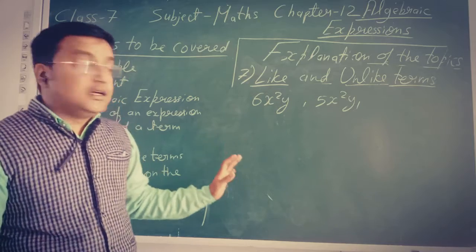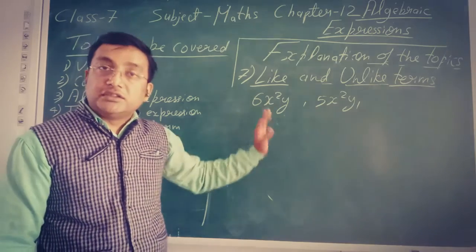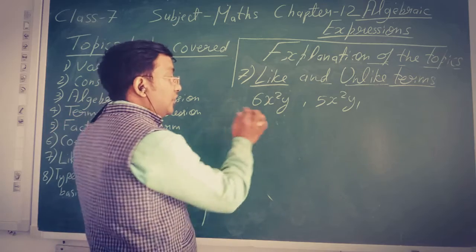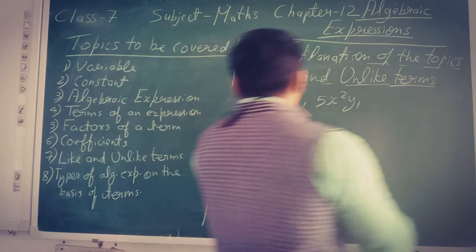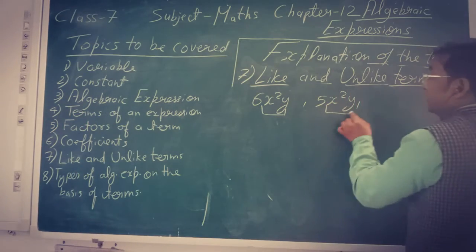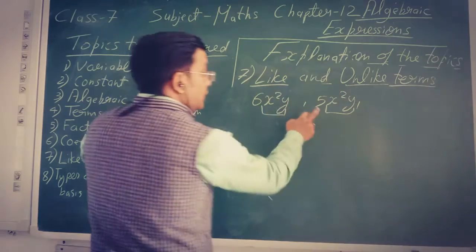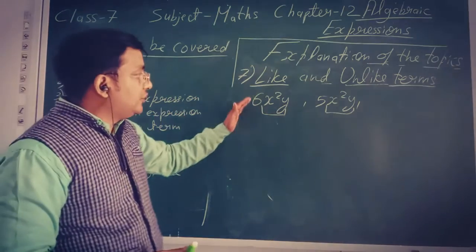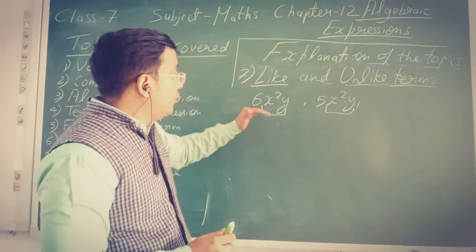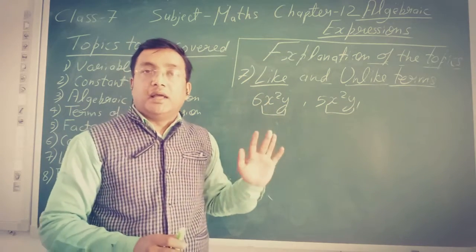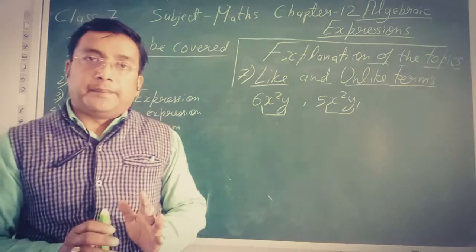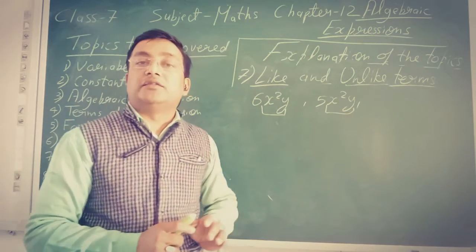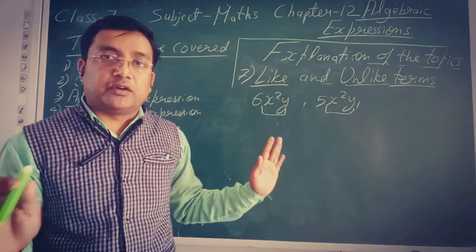So I'll see the literal coefficient. Just now I told you, the literal coefficient is the variable part. We will not consider the numerical coefficient, that is the constant part. We'll see only the literal part. Now, if they are exactly same, then we say that these two terms are like. Otherwise, they are not like.